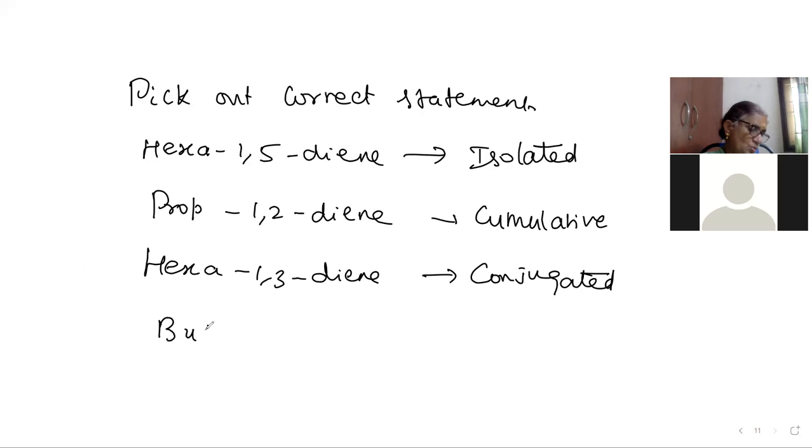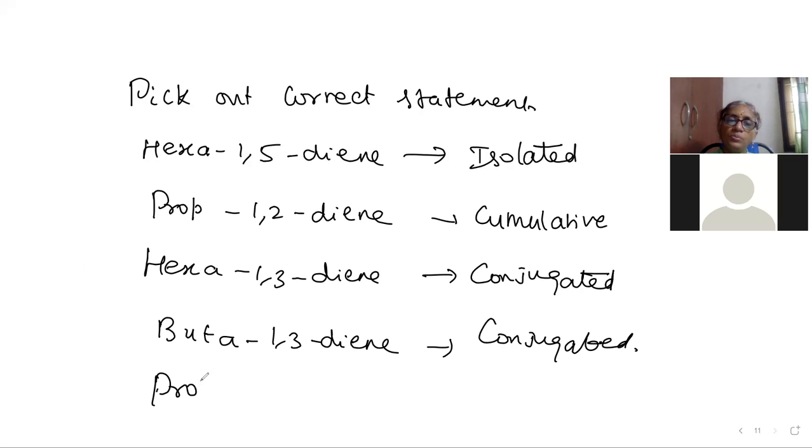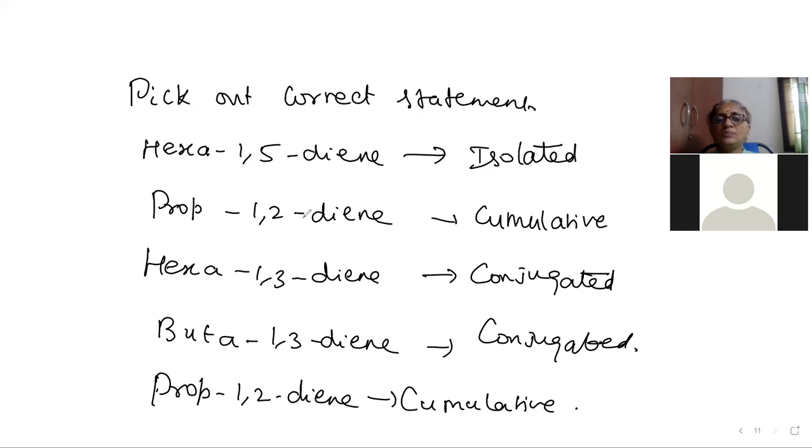Then buta-1,3-diene. What about this 1 and 3? So it is again conjugated. Right? Then prop-1,2-diene. This is the cumulative diene. Okay. So from the names, are you able to understand? Any doubt on this? Copy down. Write down the structure and check whether the options I have given are correct. You can cross check it after writing down the structure.